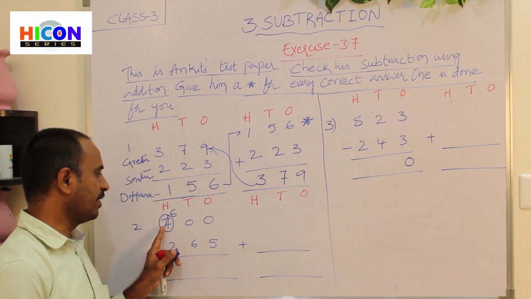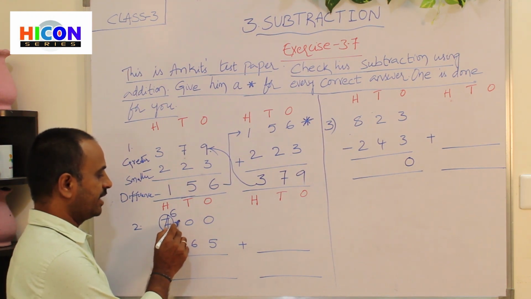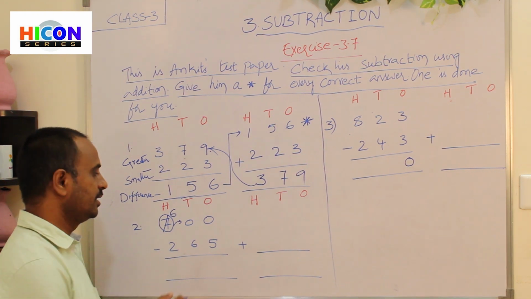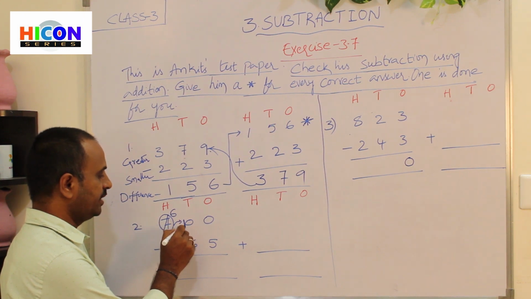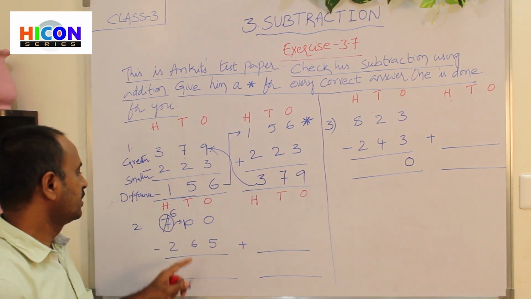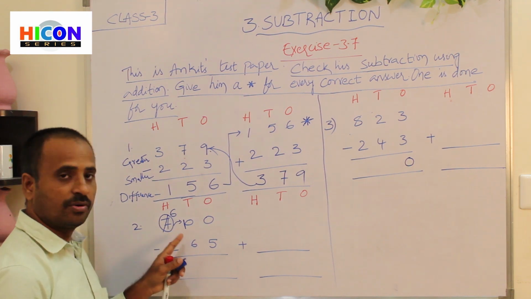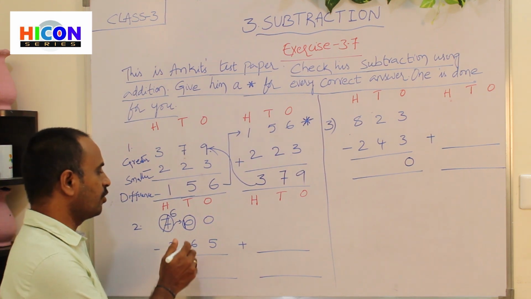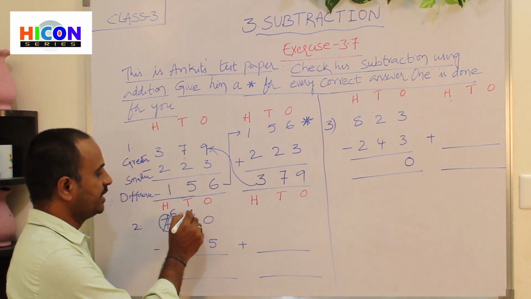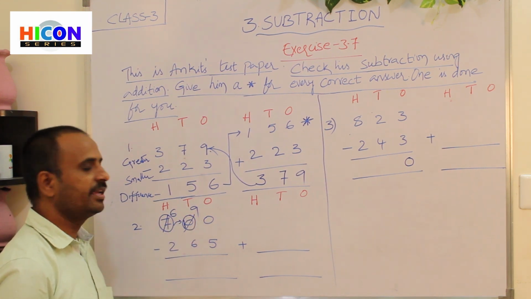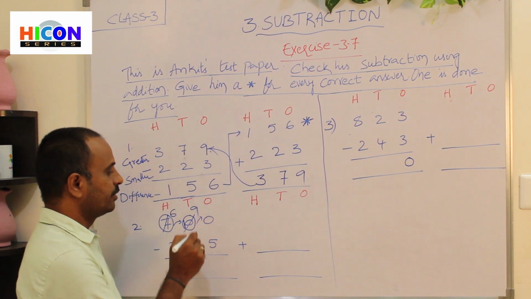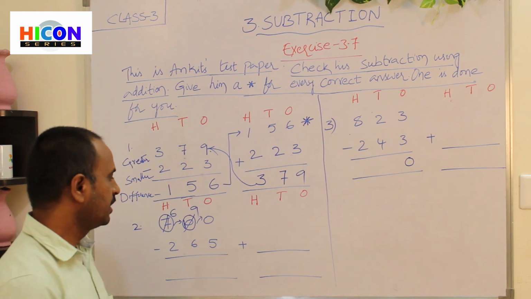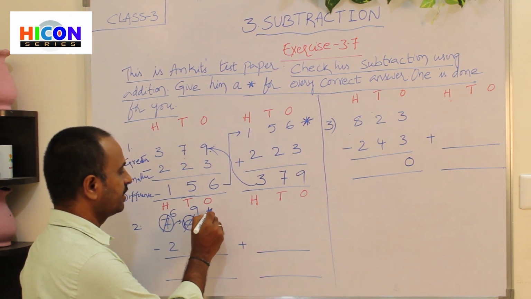So now carry 100 to the tens place. If you carry 100 to the tens place, it will become how many tens? It will become 10 tens. So simply write 1 before the digit. Now how many tens are there? 10 tens are there. So borrow 1 ten from it. If you borrow 1 ten from 10 tens, how many tens will be there? 9 tens will be there. So write 9 here and carry 10 to the ones place. If you carry 10 to the ones place, how many ones will it become? It will become 10 ones. So simply write 10 here.